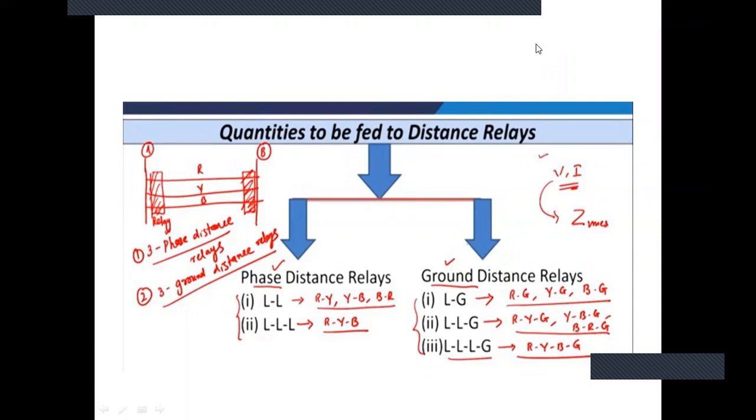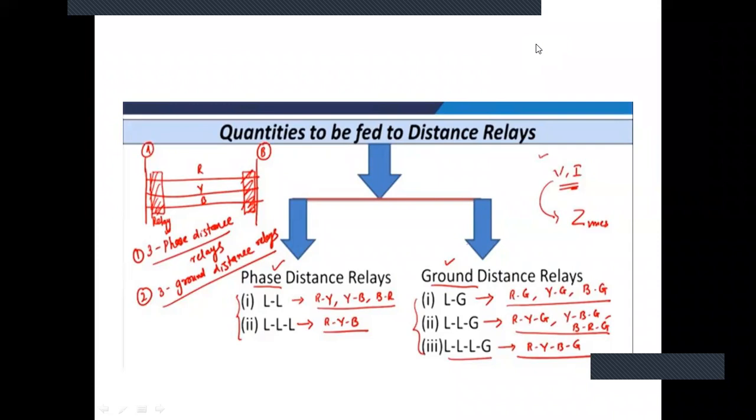In the previous class, we have discussed the impedance relay or the distance relay, and then we have discussed the individual overreach solutions of the impedance relay. So now let us continue our discussion with the quantities to be fed to the distance relay. As I told you earlier, there are two types of distance relay. One is known as the phase distance relay, and the other is known as the ground distance relay. Now we consider the phase distance relay and ground distance relay.